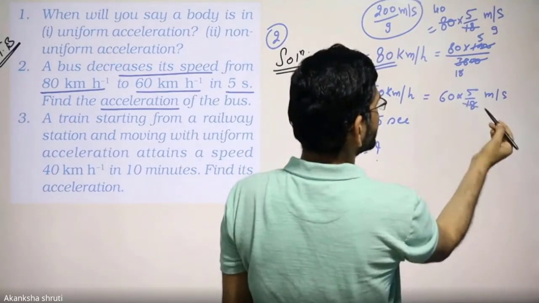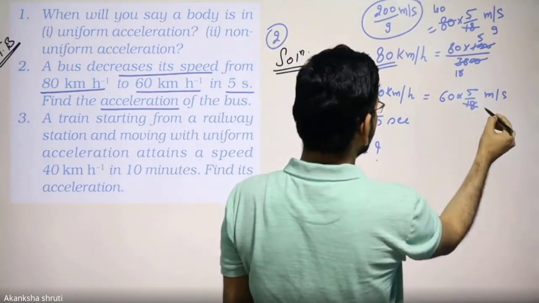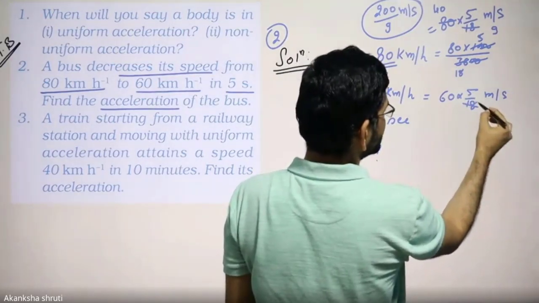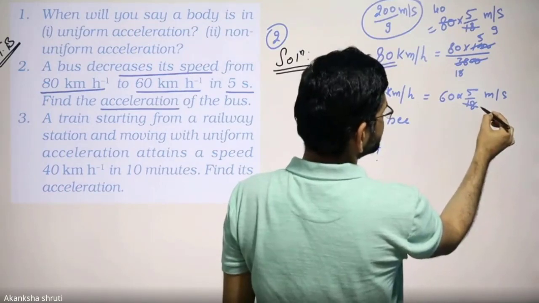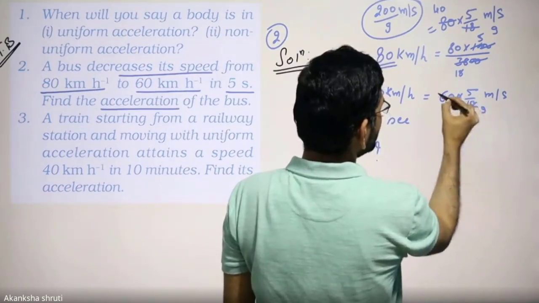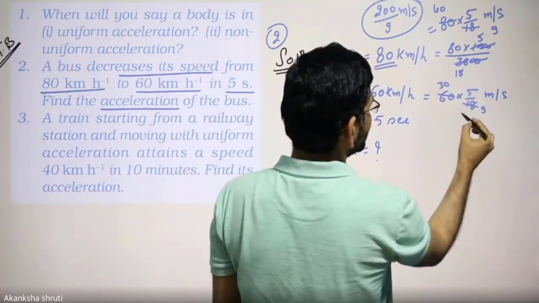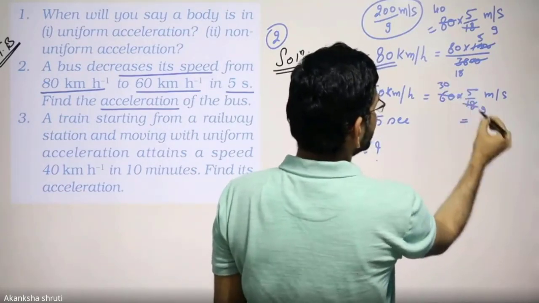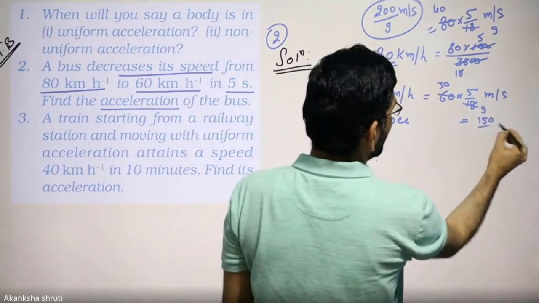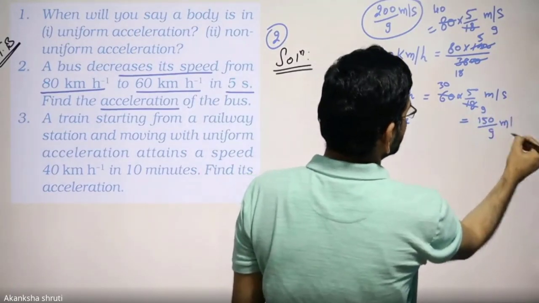Students, again if we wish, we may cancel or we may carry this as it is. So let us keep it. So 9 and it is our 30. Even 9 can also be cancelled, but let us leave it. So 5 3s are 150 by 9 meter per second.